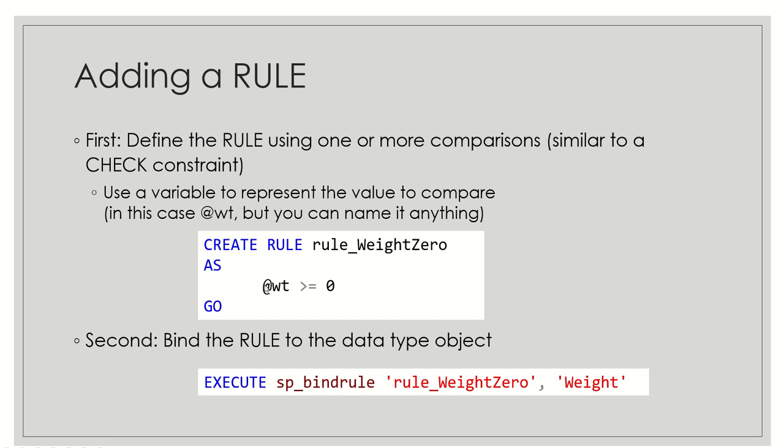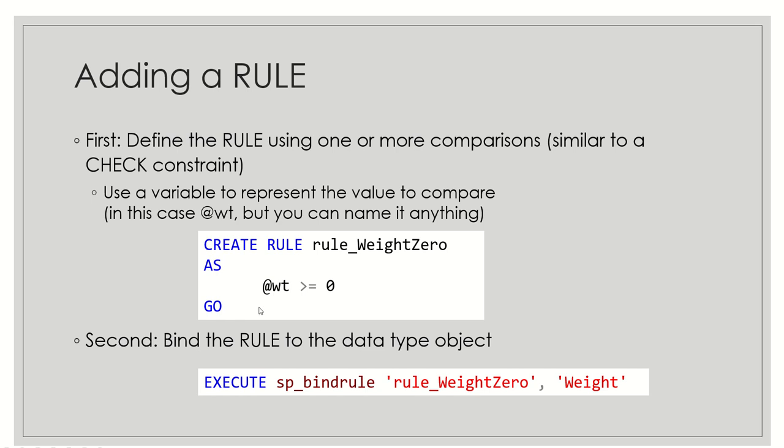Notice the @ symbol indicates a variable in T-SQL, and we're going to learn more about variables in a future class. You can name that variable whatever you like. I've named it @WT to indicate weight. So this rule is telling us that the incoming value represented by this variable has to be greater than or equal to 0.